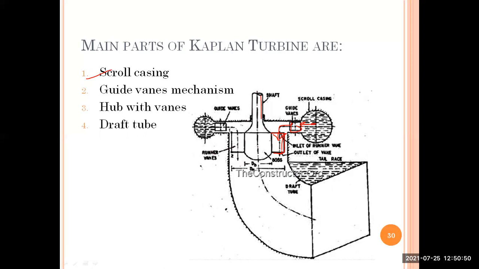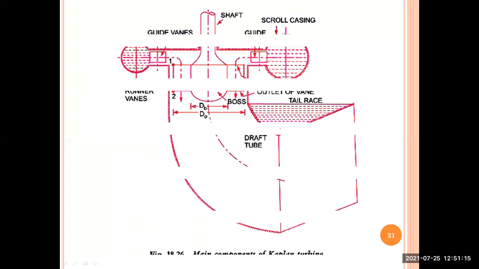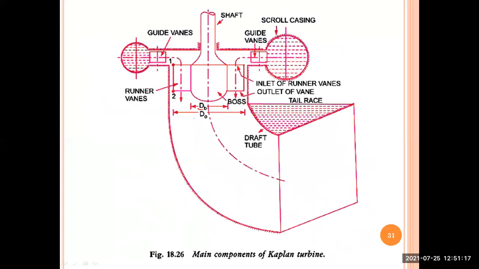After the water passes through the runner, it is discharged to the tail race through the draft tube. You can see this is the draft tube, which is used to discharge the water to the tail race. The purpose of all these components you already know; the purpose remains the same for all the parts of the Kaplan turbine. Here dB represents the diameter of the boss, and D naught represents the outlet diameter. So this is how the Kaplan turbine looks.